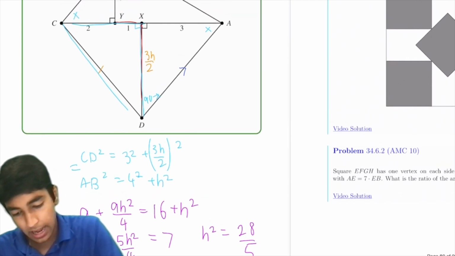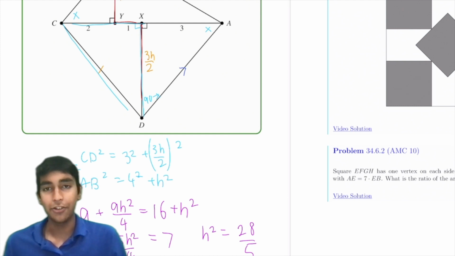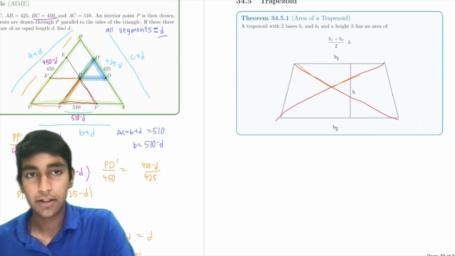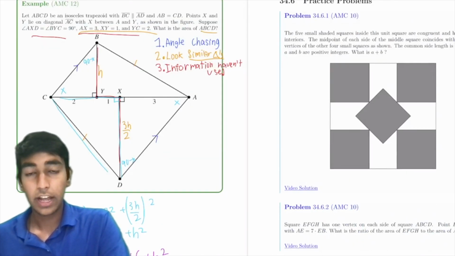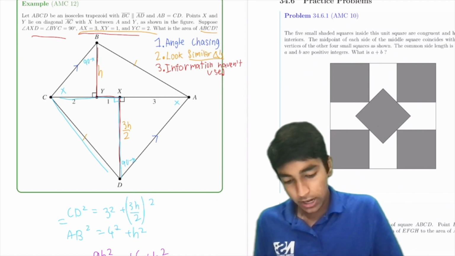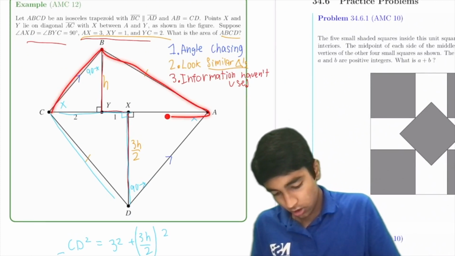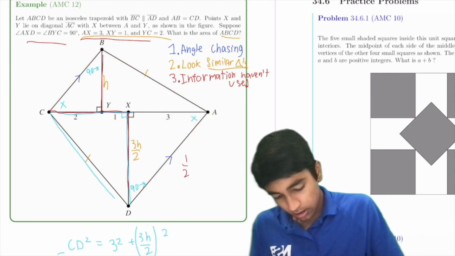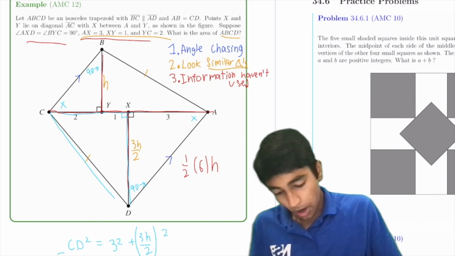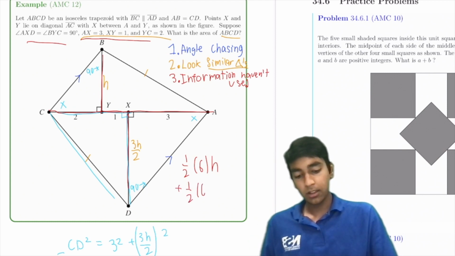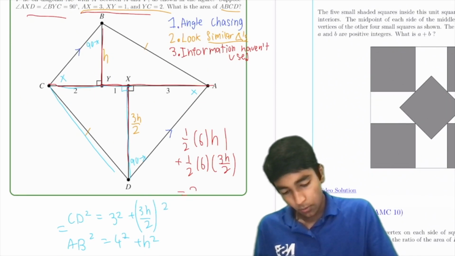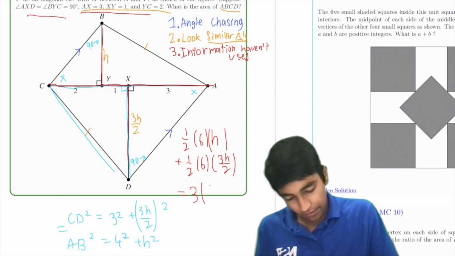Well, the key thing here is that the area is just the sum of these two triangles, right? Let me move to the other corner maybe, so it's easier to see. So the area is just the sum of the top triangle and the bottom triangle. The top triangle has area 1/2, the base is 6, and the height is h. The bottom triangle has area 1/2, the base is 6, the height is 3h over 2. So overall, 1/2 times 6 is 3, times h plus 3h over 2, which is 5h over 2.